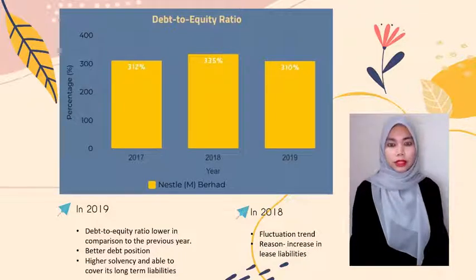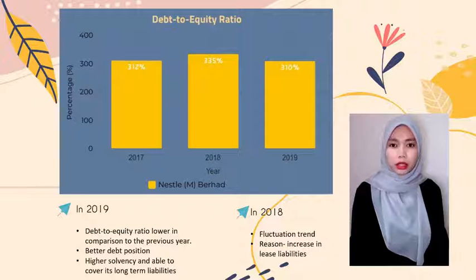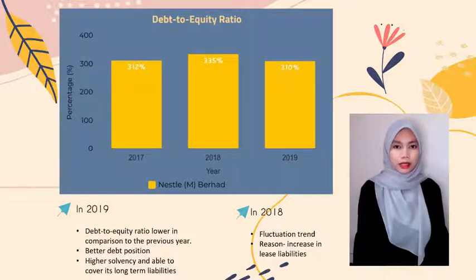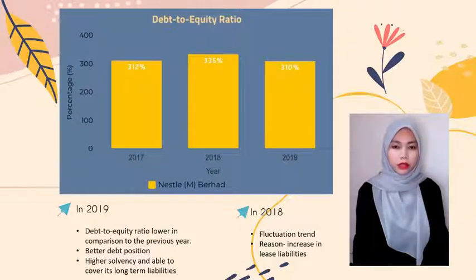In the year 2019, the company has a lower debt-to-equity ratio, which is 310% in comparison to the previous year, 335% in 2018 and 312% in 2017. This indicates that the company is in a better debt position and higher solvency. There is a fluctuation trend, which is in 2017 and 2018, the ratio increased from 312% to 335%. This is due to an increase in the lease liability that caused an increase in total liabilities.